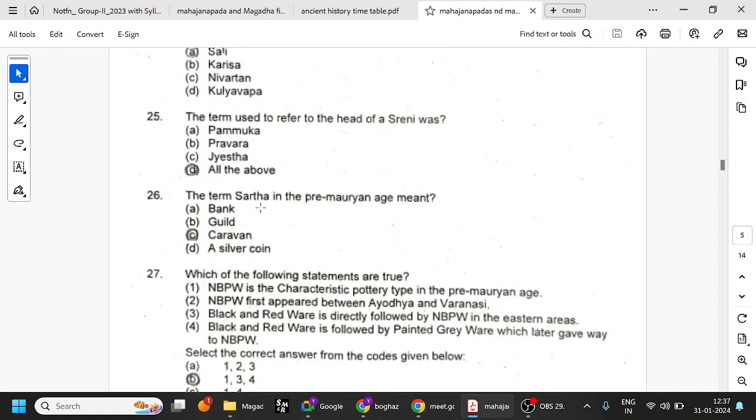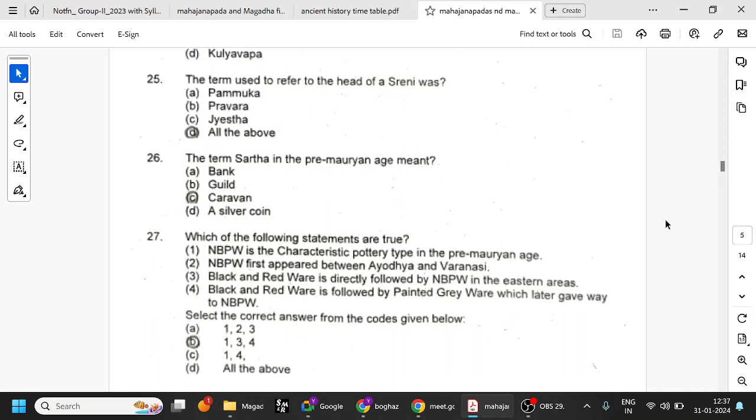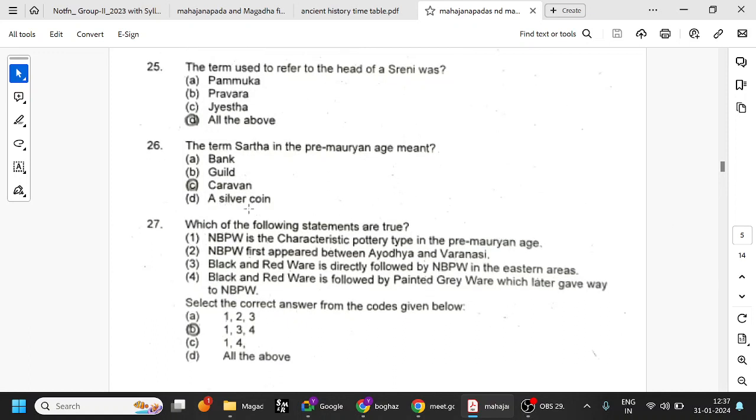The term sarva in the pre-Mauryan age meant a caravan. When these tradesmen are carrying goods, a group of camels or a group of horses, donkeys, etc., is called a caravan. Silver coins, etc., are called nishkas, rupaya, ropakas, etc.